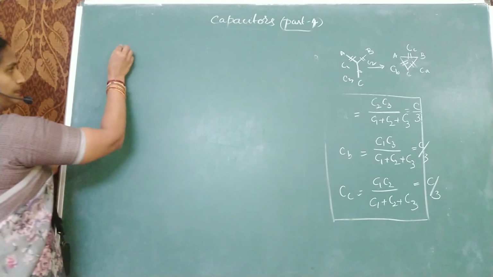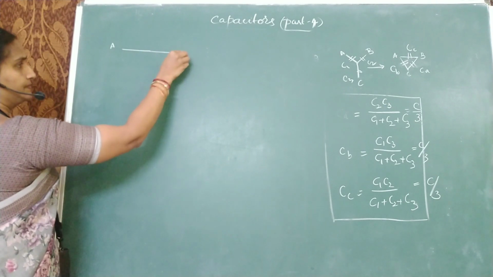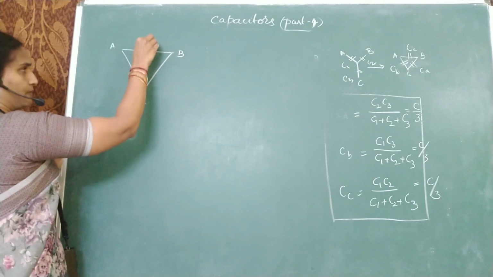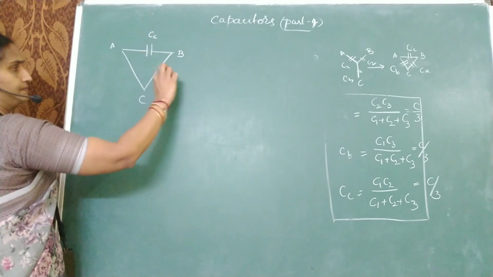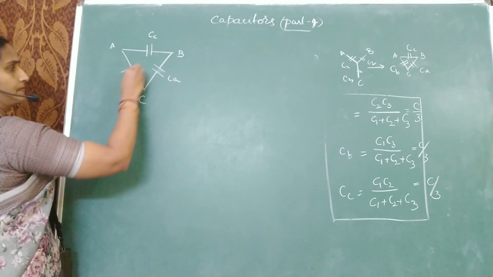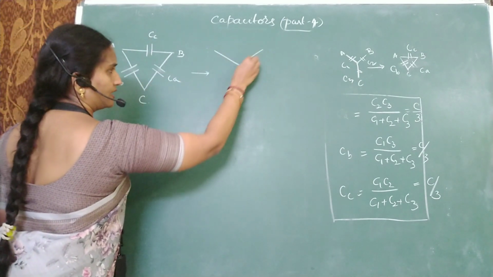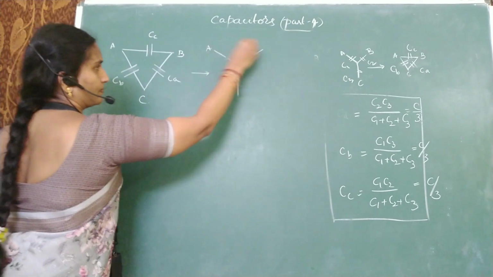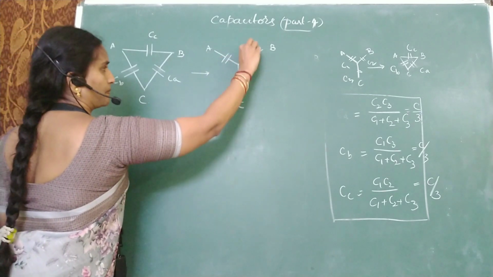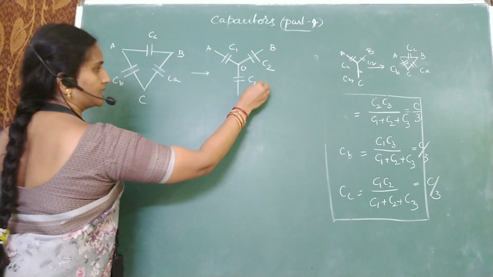Okay, say you have a triangular network between A, B and C. The capacitor opposite to C is CC, CA is opposite to B, and CB is the third. Suppose I want to convert it into a Y network between A, B and C. Name them C1, C2 and C3.